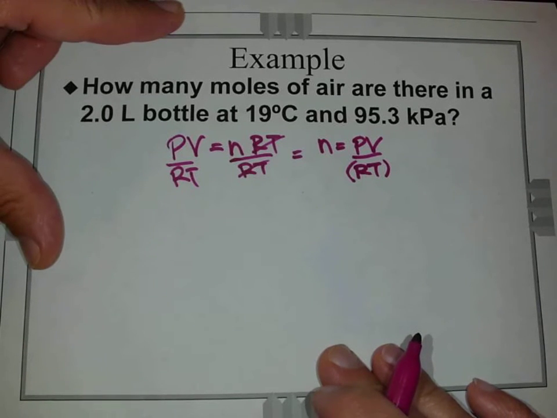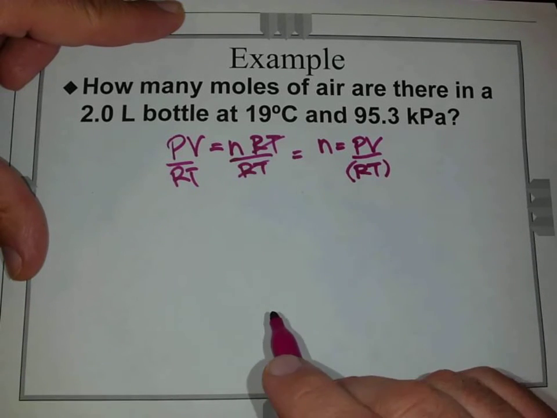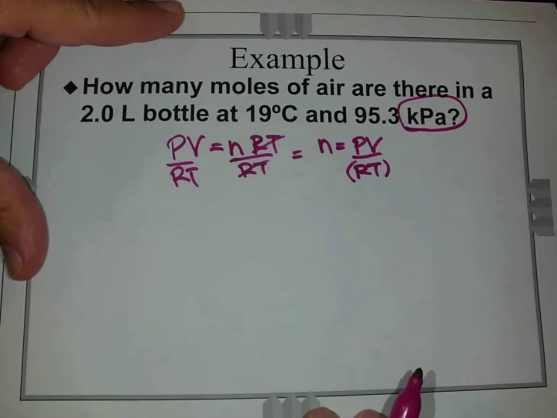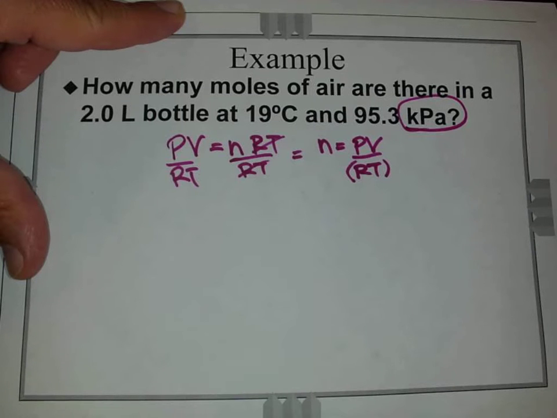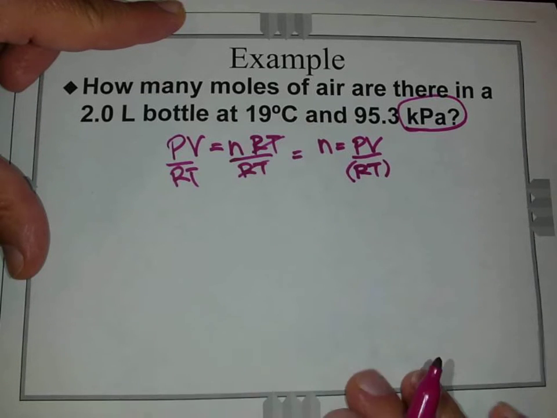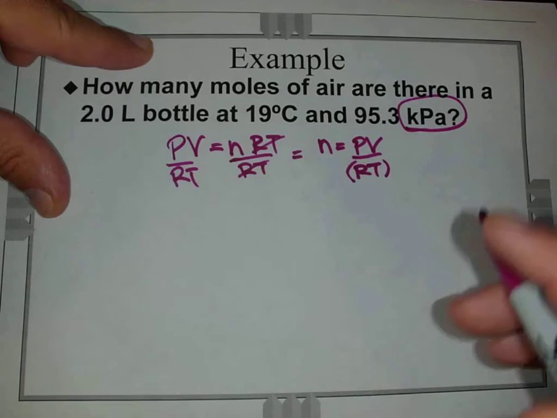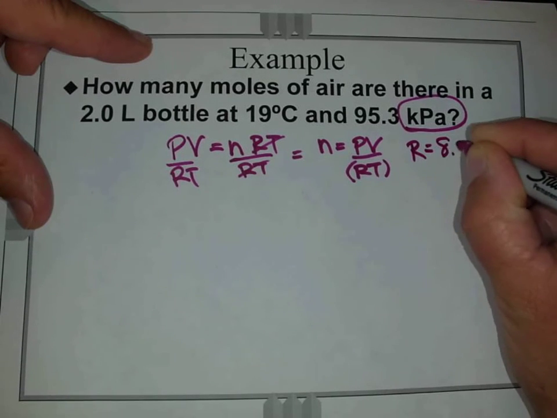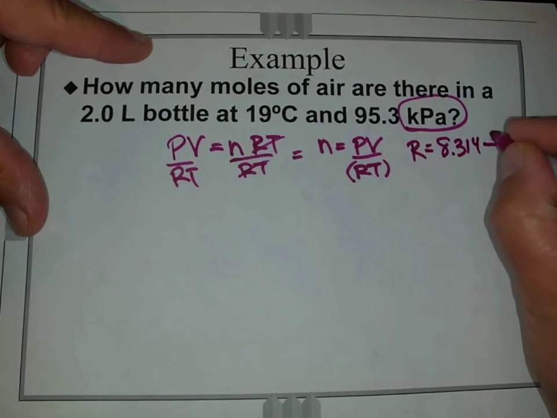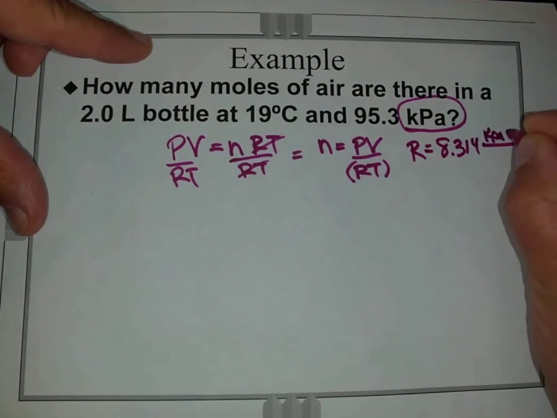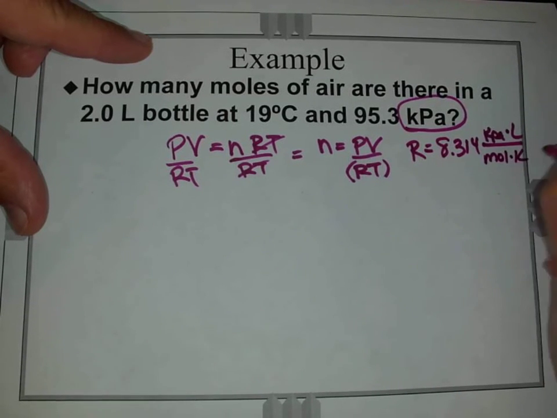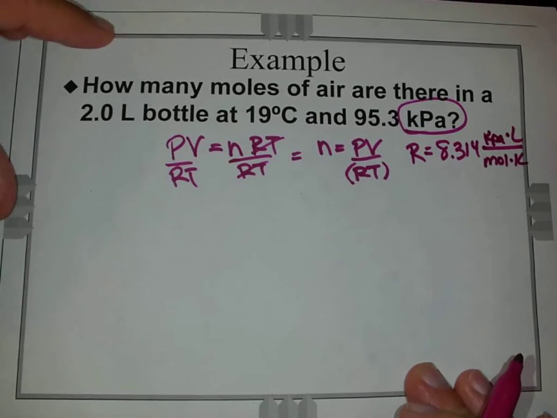Let's see what we got. We have a pressure in kilopascals, and that's important because that's going to determine what R we're going to use. In this case, the R value would be 101.3. Oh, sorry, not 101.3. I'm thinking about the standard pressure for kilopascals. It would be 8.314. So the R value that we're going to use here is 8.314. Again, the units would be kPa times liters per mole times Kelvin. You're going to see how important that is in a second when we plug this all in.